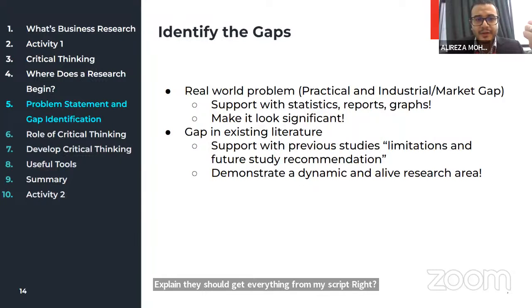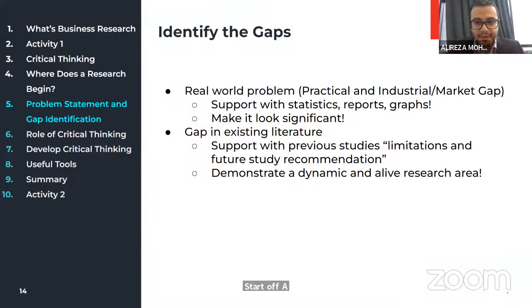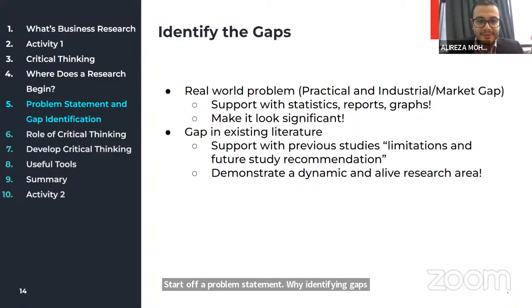Start off a problem statement by identifying gaps. What do I mean by that? Gaps, the issues. The problem you are talking about, 100% there are people dealing with in real life. Could be people, could be communities, for example, could be buyers. These buyers could be a special community, like in food and beverage or in the printing industry. They could be in the hotel industry. So there are people and communities dealing with this problem.